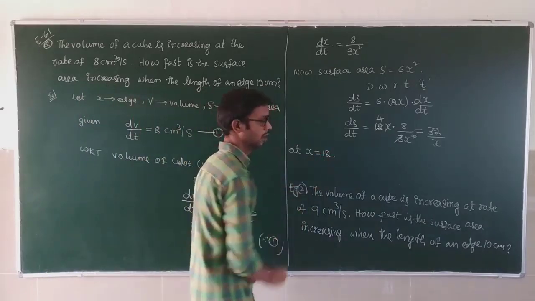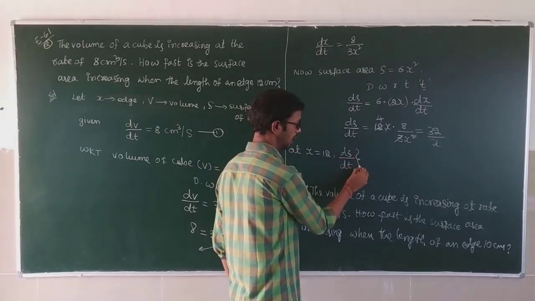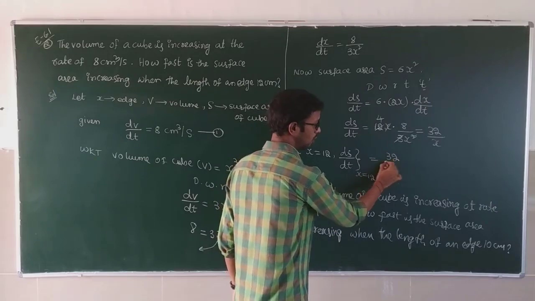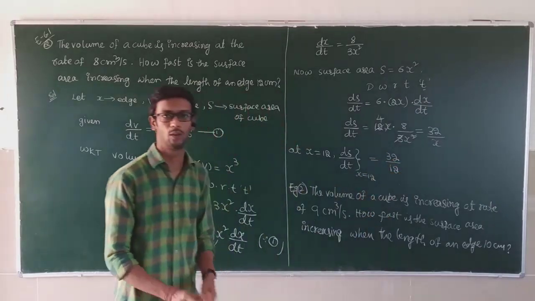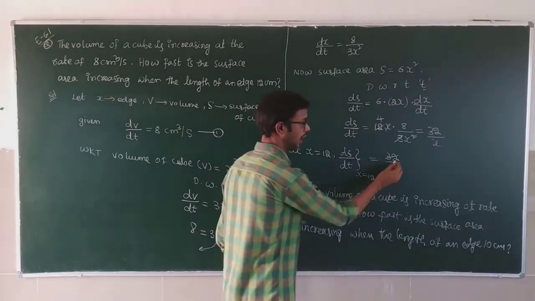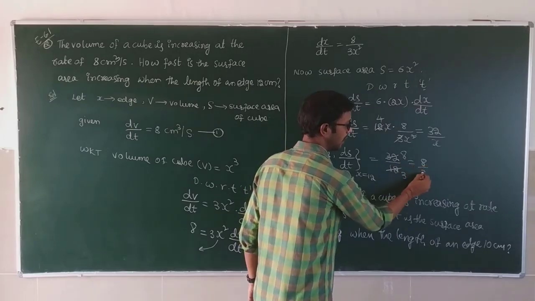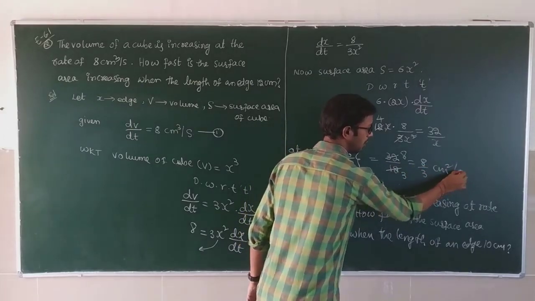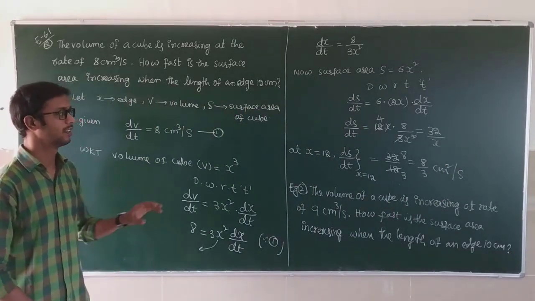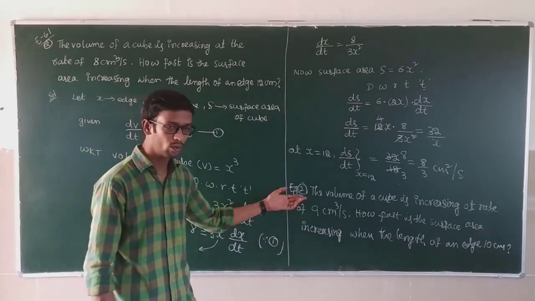X is equal to 12, ds by dt at x equal to 12 is 32 by 12, that is nothing but 4 8s are 32, 4 3s are 12, so 8 by 3 centimeter square per second. The surface area is increasing at 8 by 3 centimeter square per second.